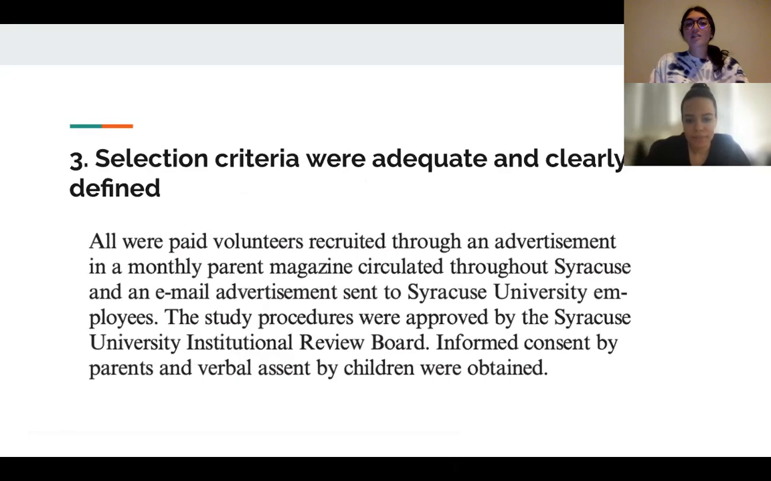And the selection criteria was adequate and clearly defined. All were paid volunteers recruited through an advertisement in a monthly parent magazine circulated throughout Syracuse, and an email advertisement sent to Syracuse University employees. The study procedures were approved by the Syracuse University Institutional Review Board. Informed consent by parents and verbal assent by children were obtained.